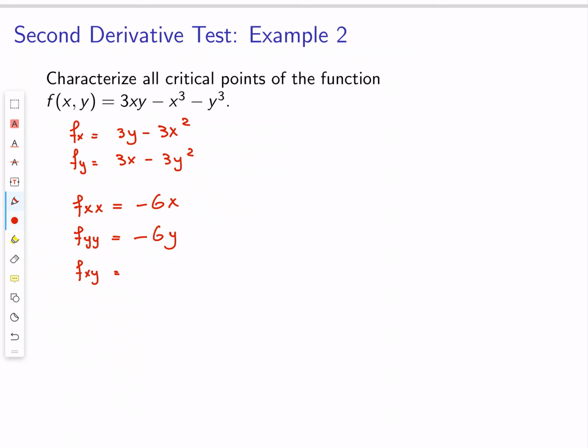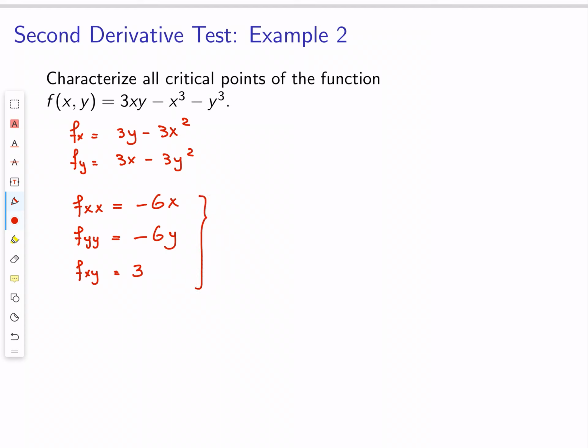And then the partial derivative that is mixed, f sub xy, let's just take the derivative of f sub x with respect to y. So that would be 3. We can, of course, check. If I had started with f sub y and taken the derivative with respect to x, I also would have ended up with 3. So that's terrific.